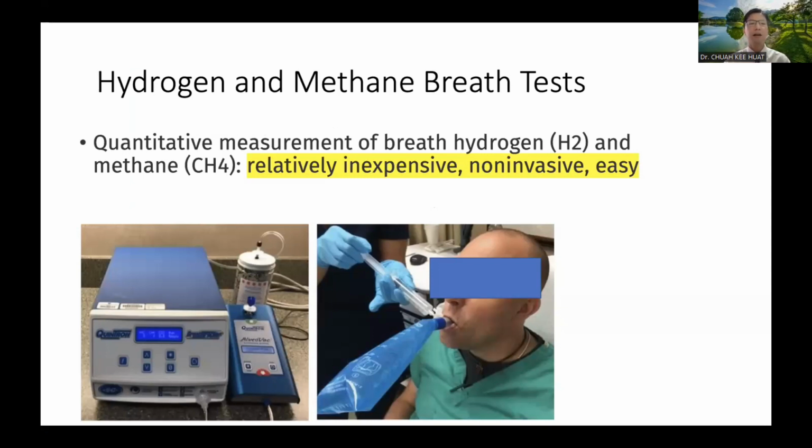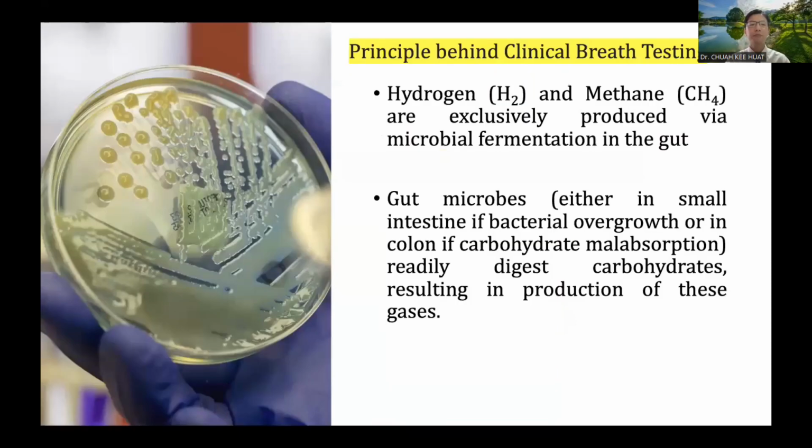So now zoom in into hydrogen and methane breath tests. They are basically a test to quantify the measurement of breath hydrogen and methane. It's relatively inexpensive, non-invasive, and can be easily done. It's done in our 6th floor endoscopy unit in Menara Selatan, and can be done as a clinic procedure.